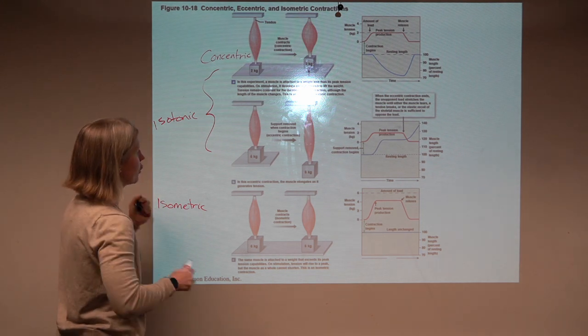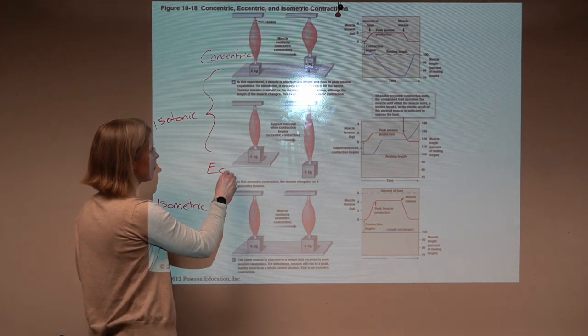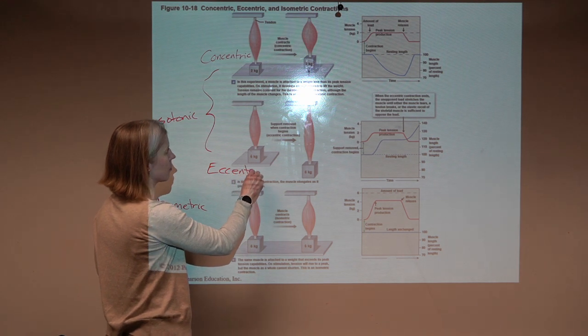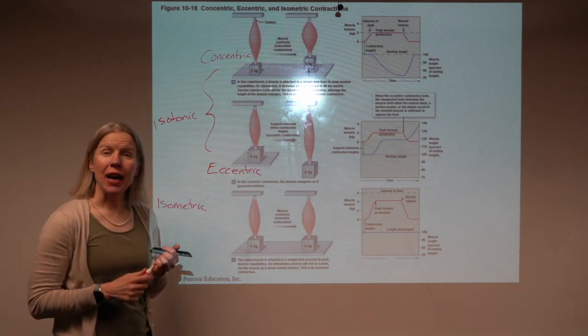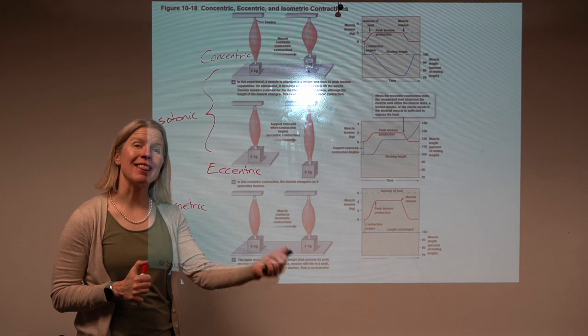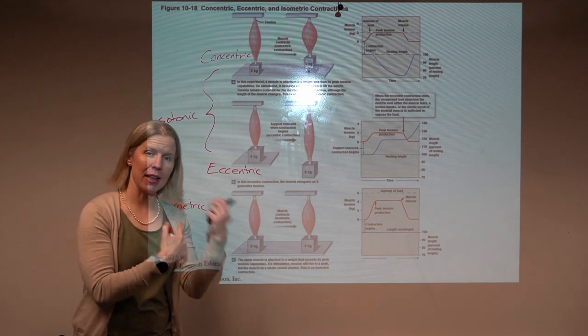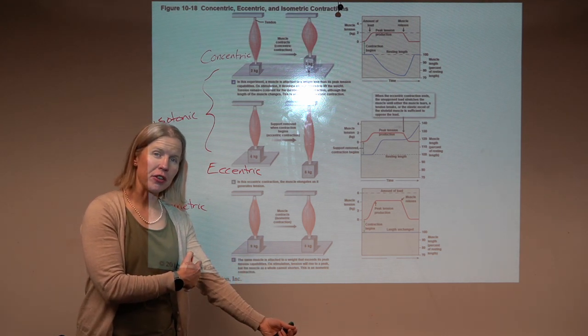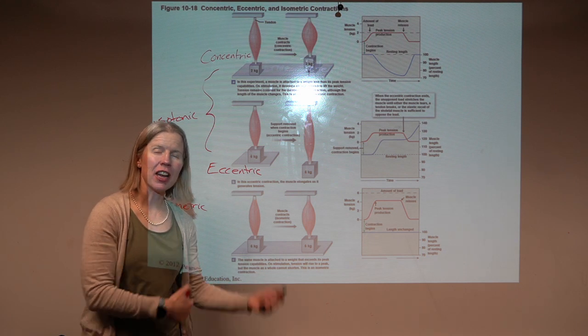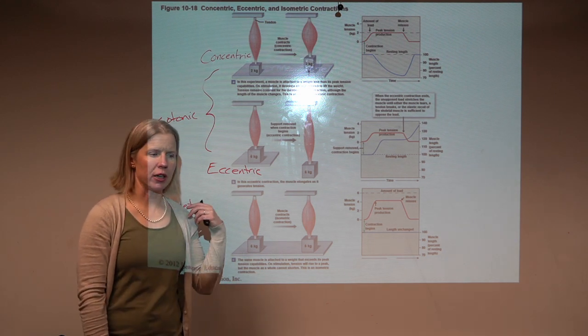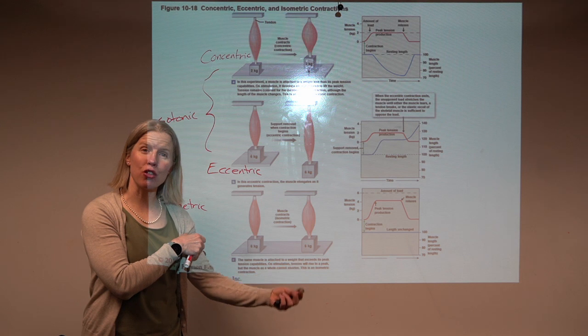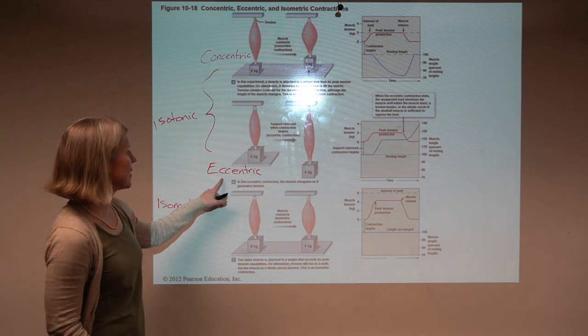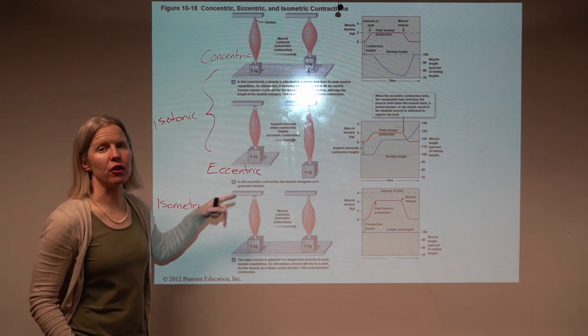Eccentric contractions, the muscle has to produce that force while lengthening, right? So as I let this pointer down, you don't want it to suddenly just collapse, right? It is controlling that descent. That is called an eccentric contraction.